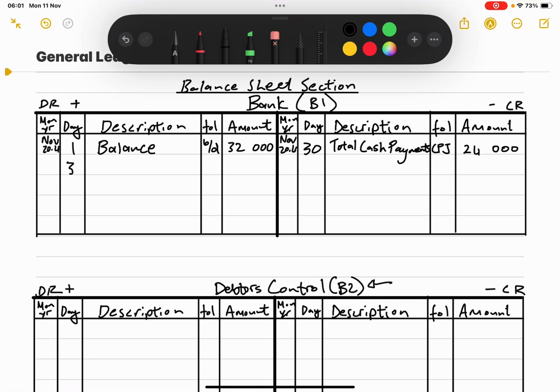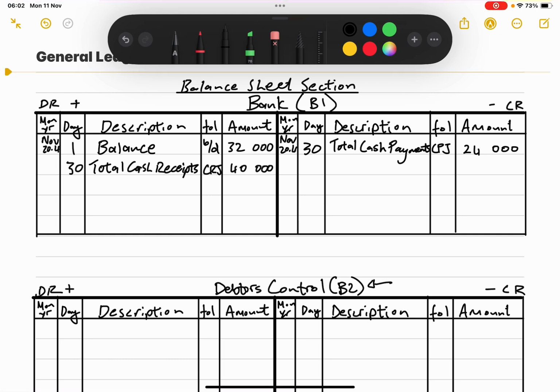So November has 30 days, sorry, and then November 20.4. Then over here, you're going to have 30, and then you'll have your total receipts. Total cash receipts, right? Remember the cash. And that's going to be from your CRJ. So now let's say the total of your bank in your CRJ is, I don't know, 40,000 Rand.